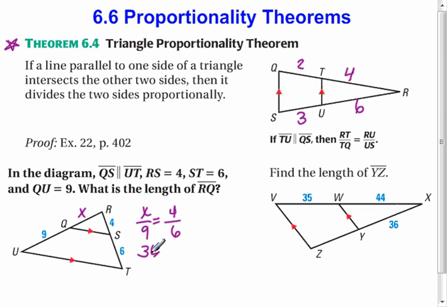36 equals 6x. So x in this case, alright, 6x, there we go. X equals 6. And we're just looking for the length of RQ, which is exactly what I found here. Find the length of YZ. Alright, I'll put an X there.